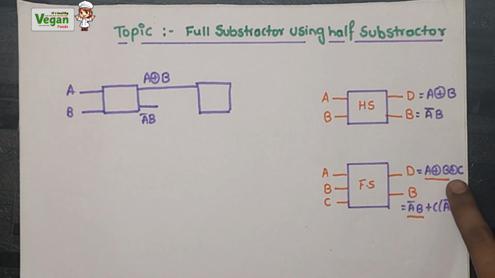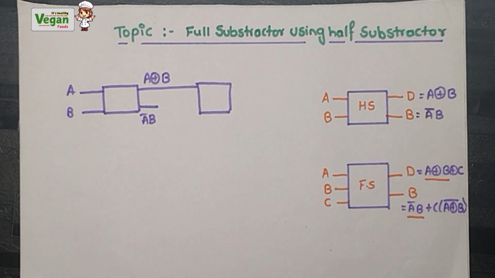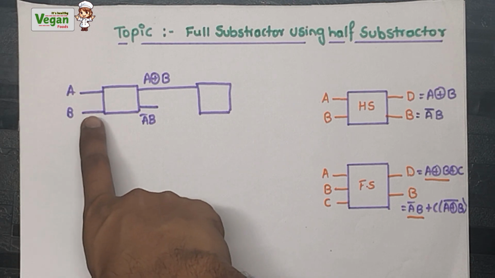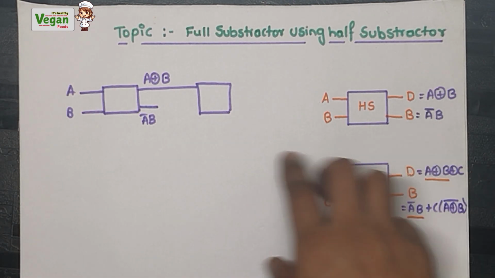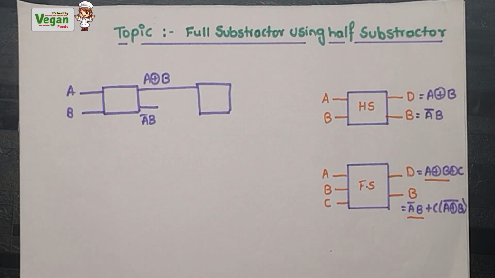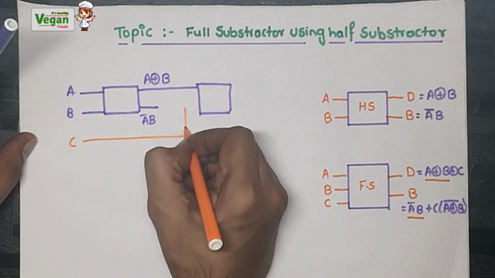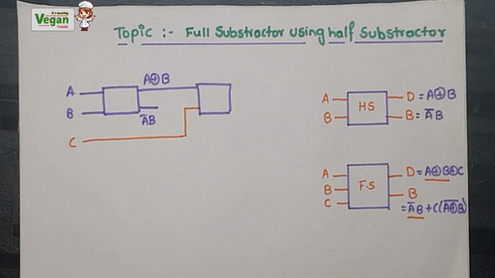Now to construct XOR C for the difference, which will come through the second half subtractor, we will be giving the C input. But we cannot give it to this one because a half subtractor has only two inputs. So I will give the input to this one. C is my input. I am giving it to the second subtractor.